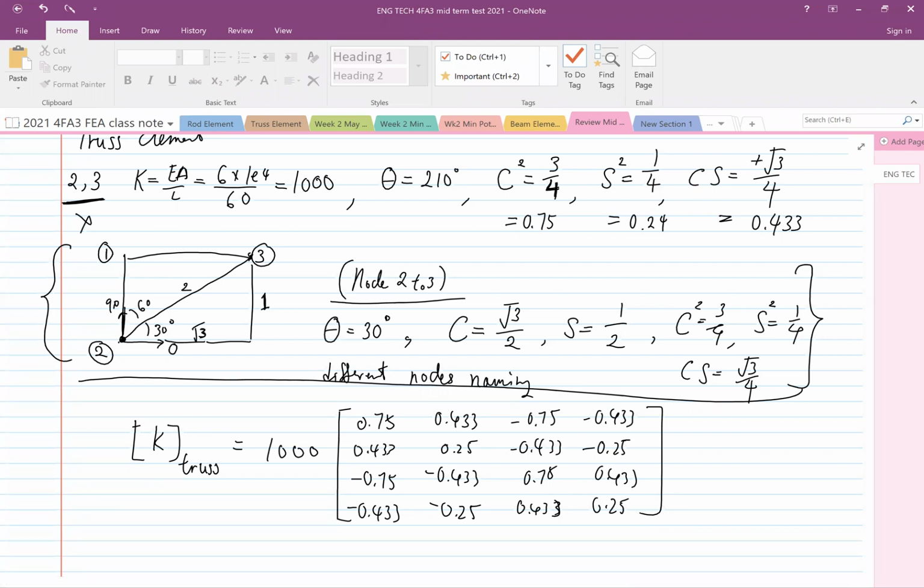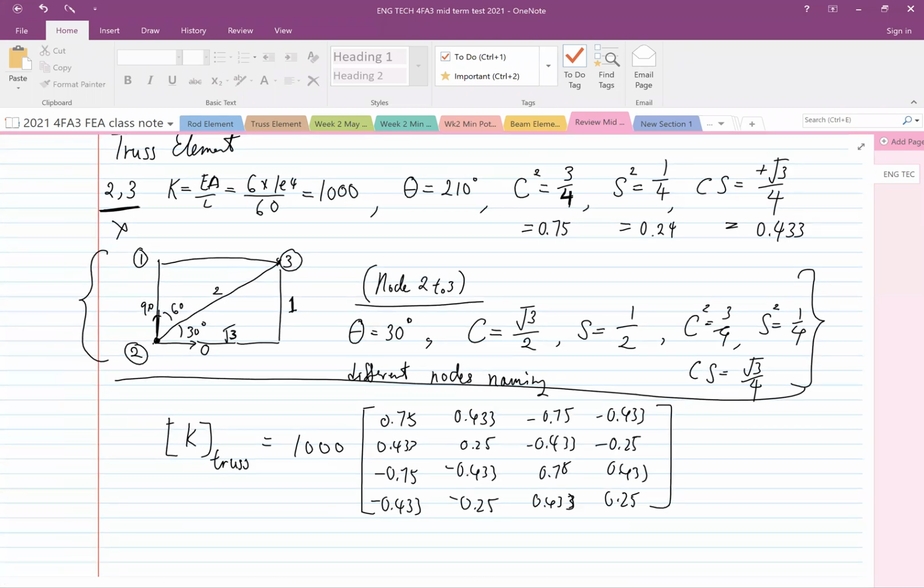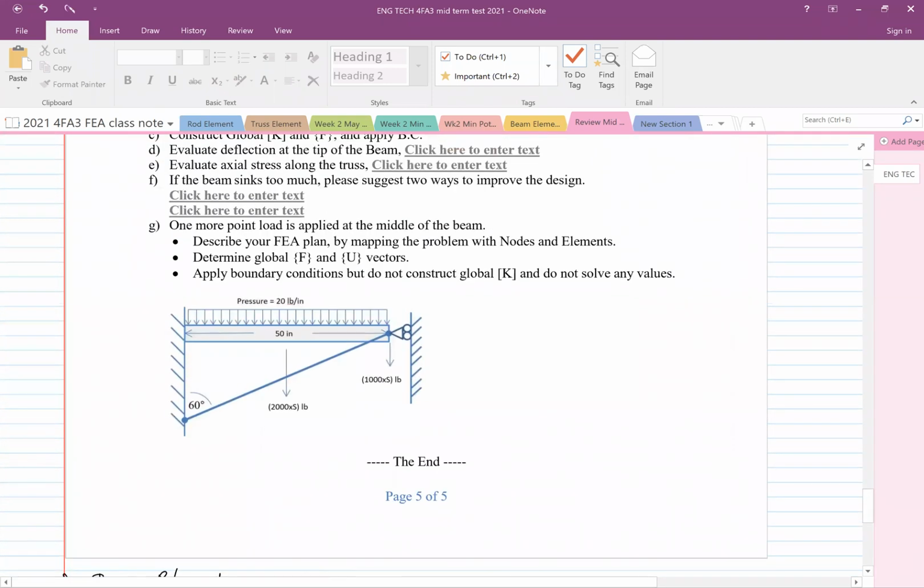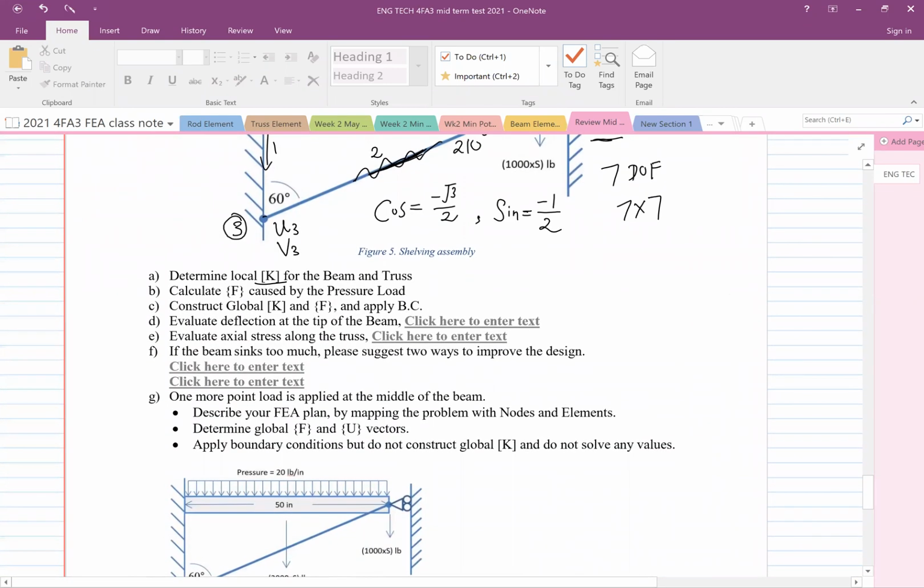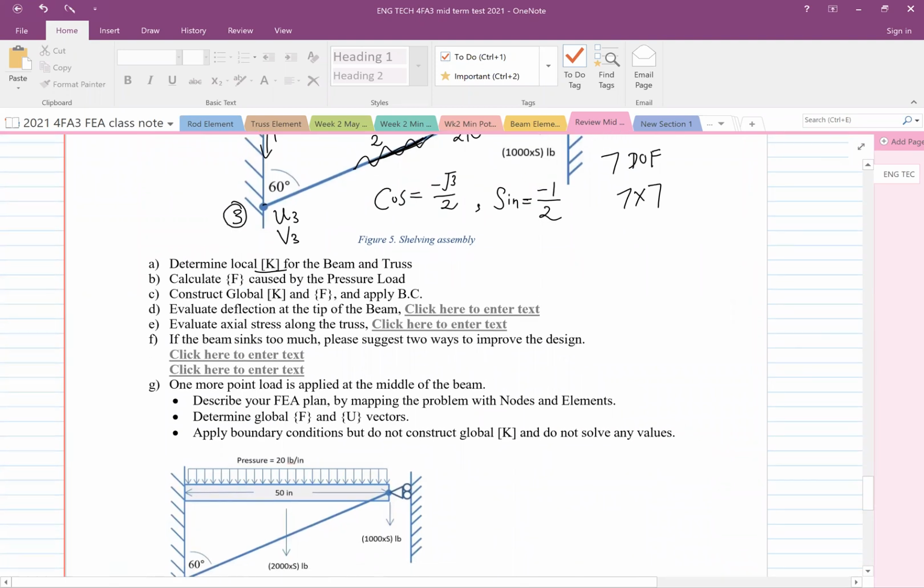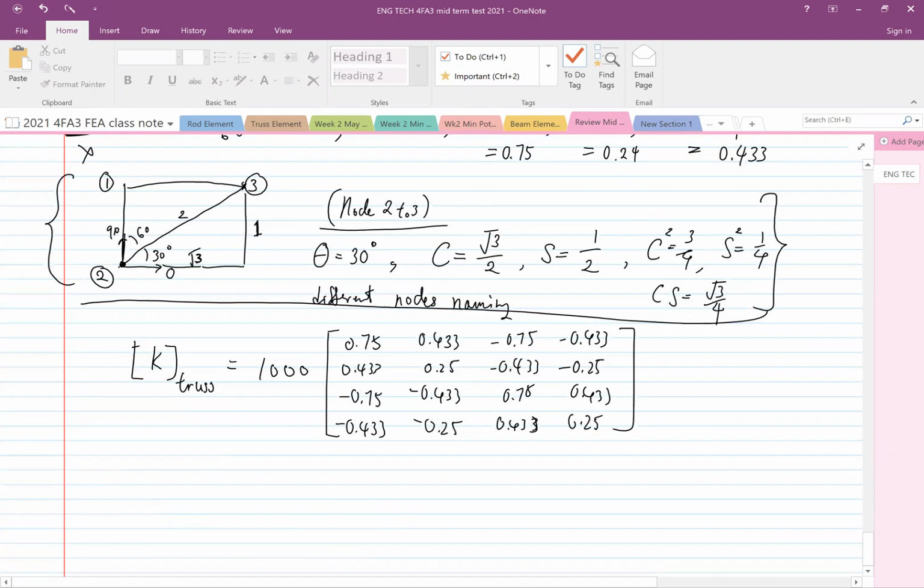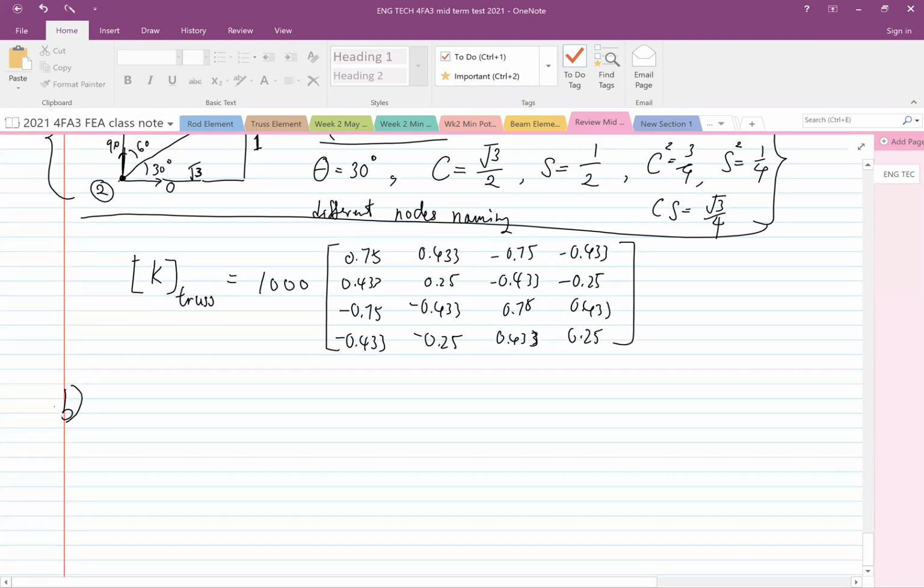Any questions so far? Okay, moving on. Part B of the questions. Calculate force caused by pressure load. Again, this is straight from the equations. What was the equation again? I believe it's a work load, pressure load times length over 2, and then something like that. Okay. I did that previously.